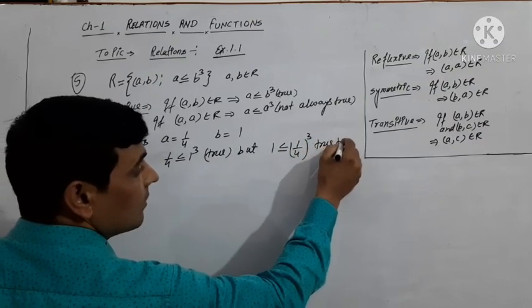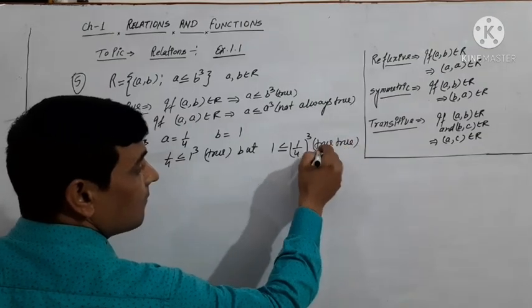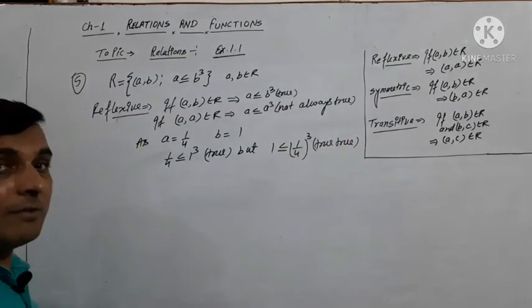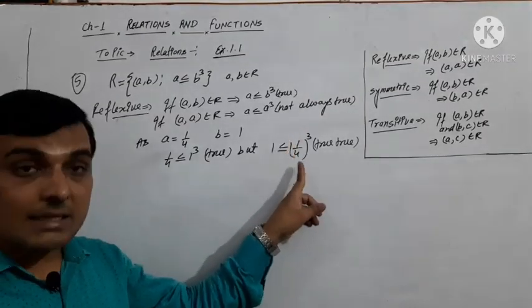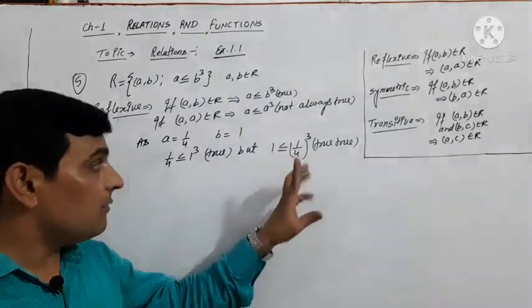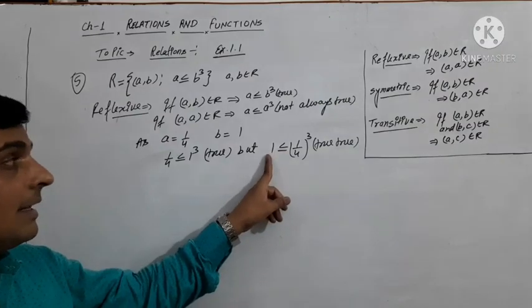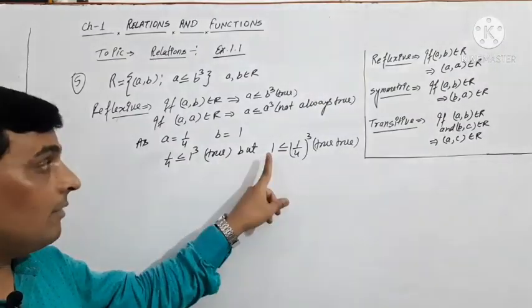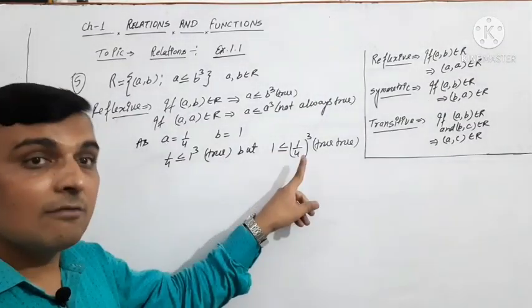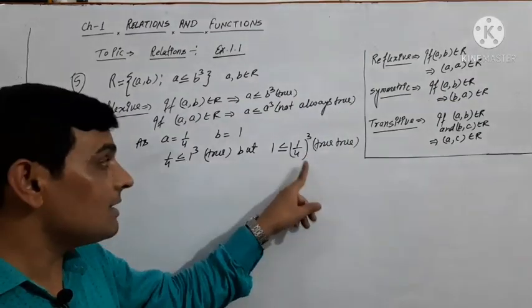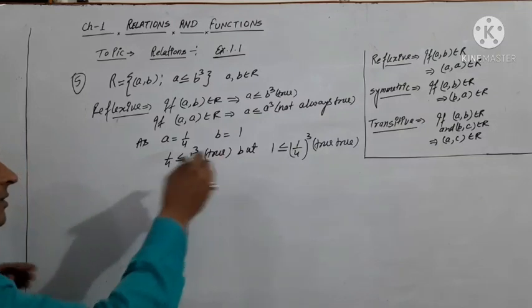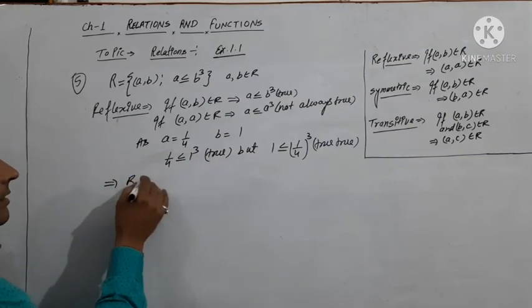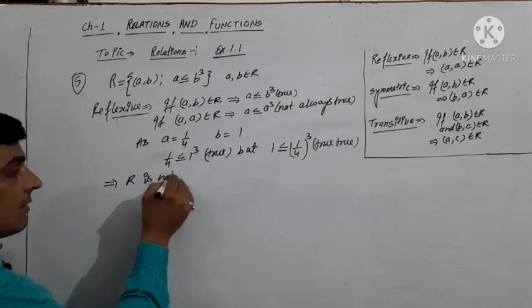Why is it not true? Because what will be the cube of 1 by 4? The cube of 1 by 4 will be 1 by 64. And 1 by 64 is not greater than 1, and 1 is not less than 1 by 64. 1 by 64 is less than 1. So this condition is not true. This condition is not true, so R is not reflexive.